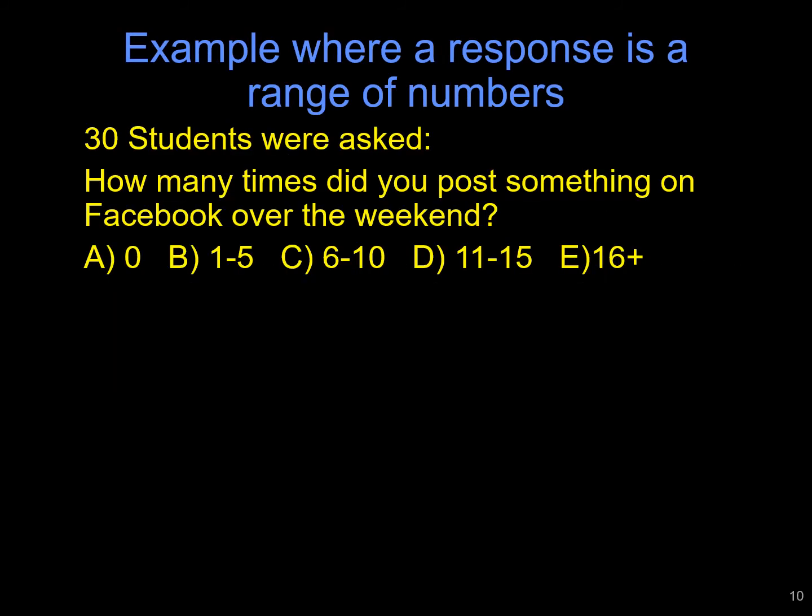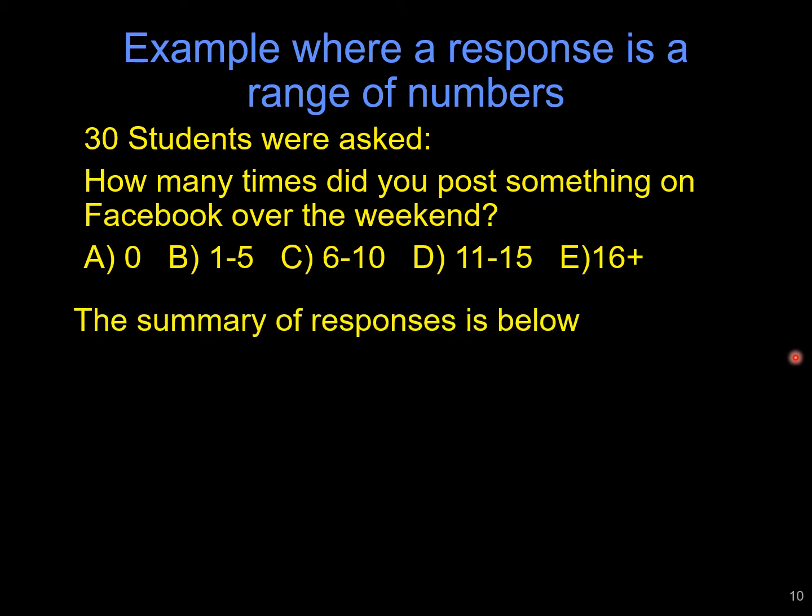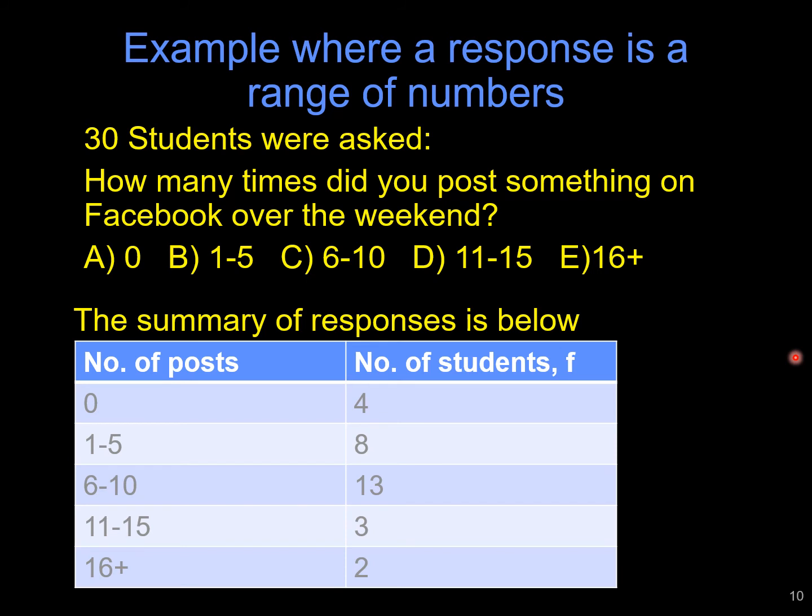Now, in the examples we've looked at so far, the responses have all been a single number. Sometimes the response might be a range of numbers. So for example, let's imagine 30 students were asked, how many times did you post something on Facebook over the weekend? And they were given these 5 choices for their answer. So let's imagine this is a summary of the responses. So 4 students didn't post anything, 8 students posted 1 to 5, and so on up to 2 students who made 16 or more posts.